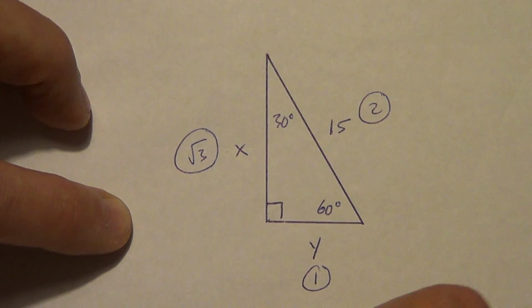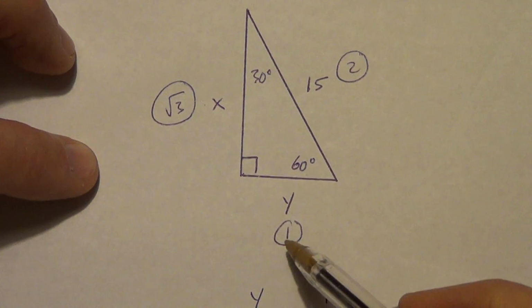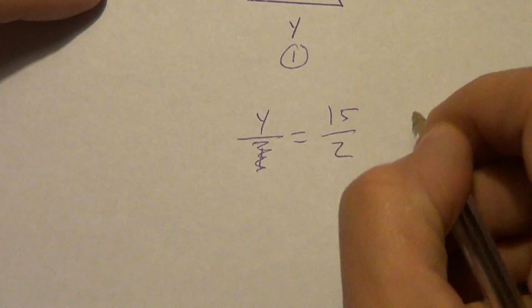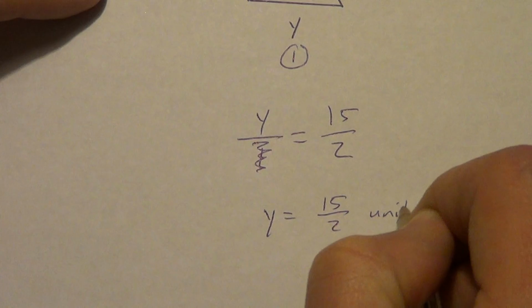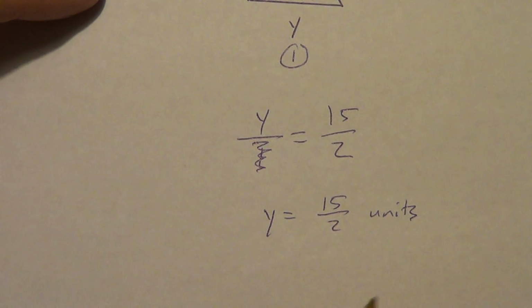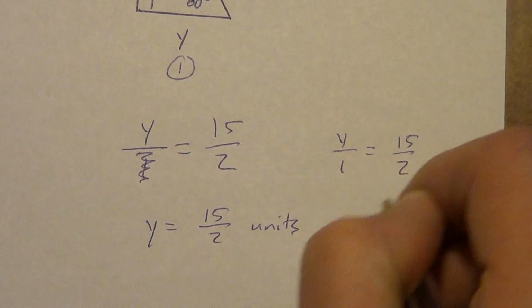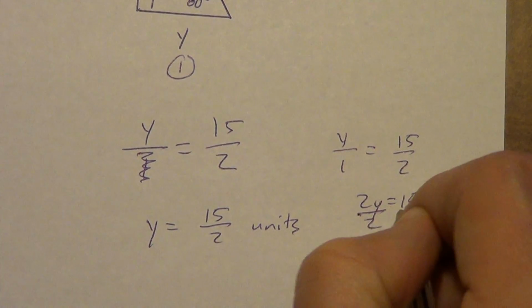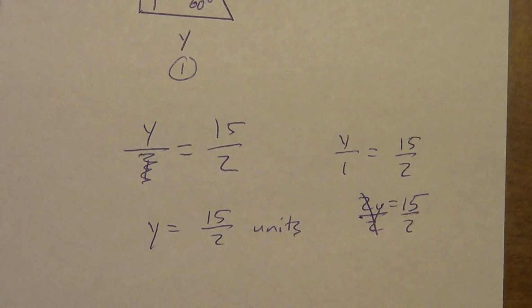Y over 1 equals 15 over 2. Okay, you can see that right there. Hey, look, it's over 1. I'm going to scribble it out. So there's my answer. Y equals 15 over 2 units. That was pretty easy. If you didn't see that, this is what your work would look like. Cross multiply, get 2y equals 15. Divide both sides by 2, and you get 15 over 2. Can't reduce it. You don't need to go to decimals.